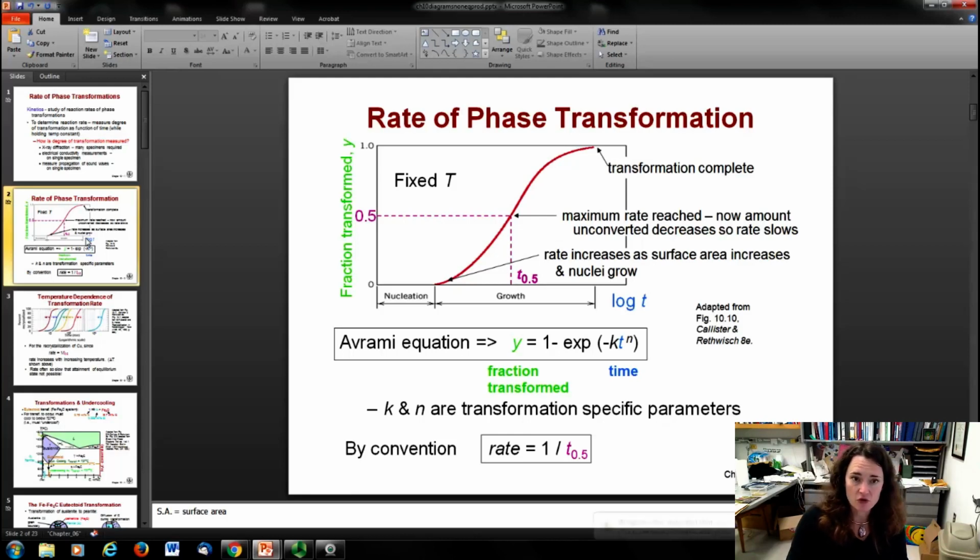Now, in this, of course, you start off here at 0% transformed, where it's still a liquid, and then as time goes on, it's going to follow that exponential function and increase until it reaches 100% or fraction 1, and then the transformation is considered complete. Now, by convention, the transformation rate is cited as 1 over the time that it takes for the reaction to be completed halfway, or 1 over the half-life, I guess, kind of similar to radioactivity, of the phase transformation.